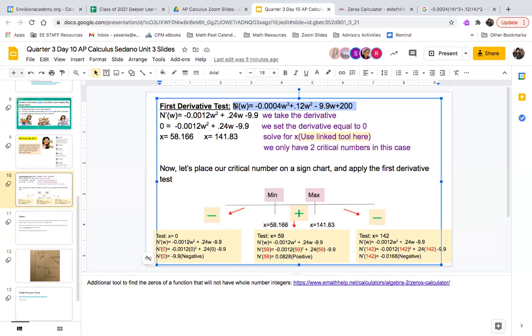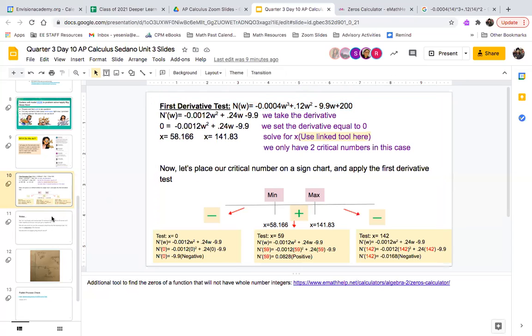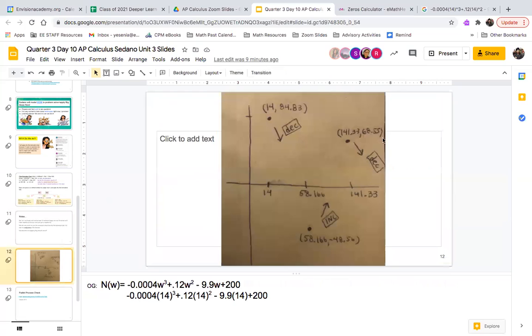Because it's going to give us maxes, we're going to be using the first derivative test to check whether that maximum is going to give us the highest amount of employees. So it's a tool that you're going to use to help you. From this first derivative test, on slide 12, I made a basic sketch of what the function could look like.